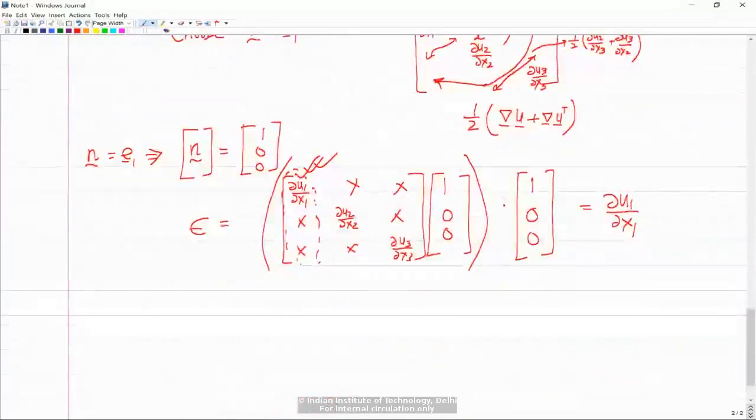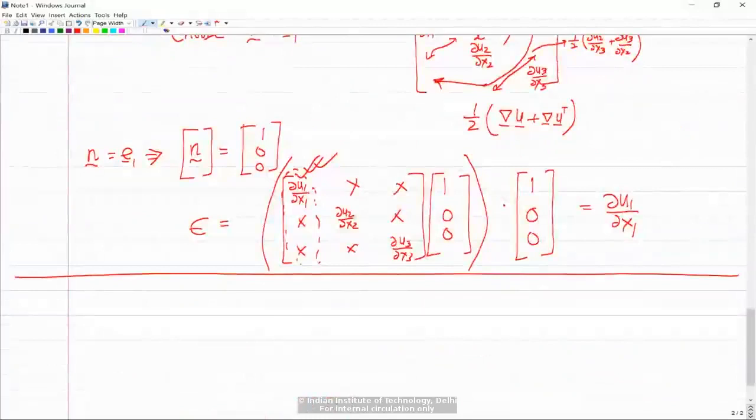Let's try to see the formula for shear strain. Can we recover that? So you remember that cos theta that we derived. Can someone tell me what did we derive for cos theta?